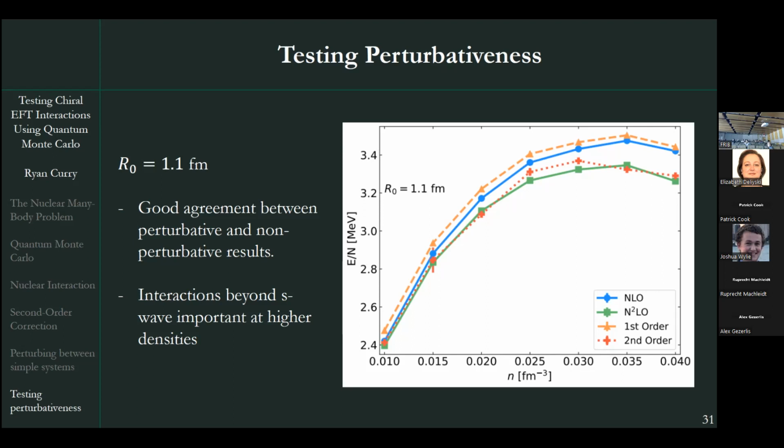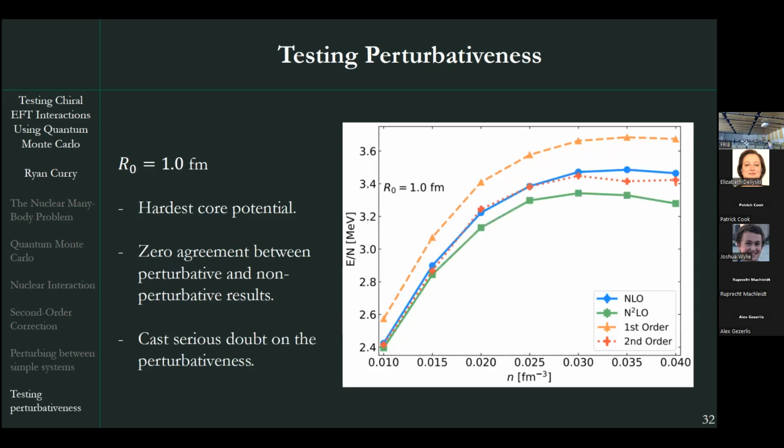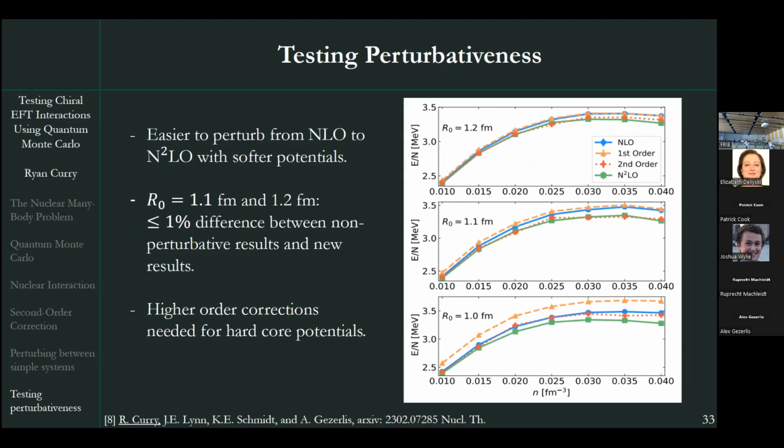Perhaps the most interesting place is the hardest core potential we have. Here we see that the second order correction at essentially no densities agrees with the non-perturbative results. We're interpreting this as casting some serious doubt on how perturbative the potentials are when they have harder cores. It at least shows that you need third order corrections in order to recover the non-perturbative results. Just to recap everything we found there: it's easier to perturb from NLO to N2LO with softer potentials. At the two softer potentials, we have very good agreement between non-perturbative and perturbative interaction results. And then you need higher order corrections for the hardcore potentials, and maybe there's some doubt as to how perturbative they really are.